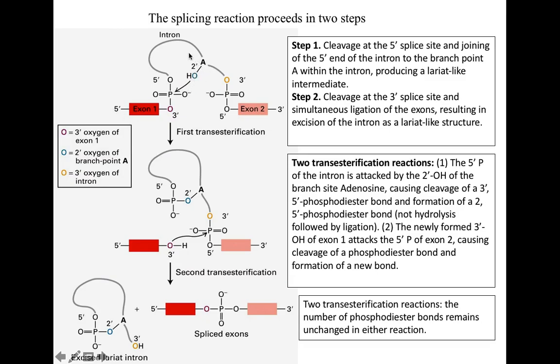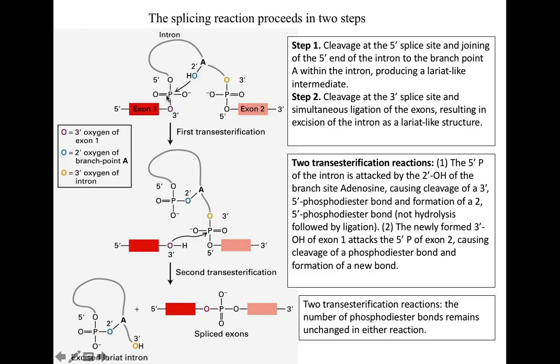For this to take place, this is what we call the first transesterification reaction. Two transesterification reactions are needed, one at the 5' end and one at the 3' end of the intron. In the first transesterification reaction, the 2' hydroxyl of the branch point adenine, because it was bulged out, attacks the phosphate at the 5' end of the intron.